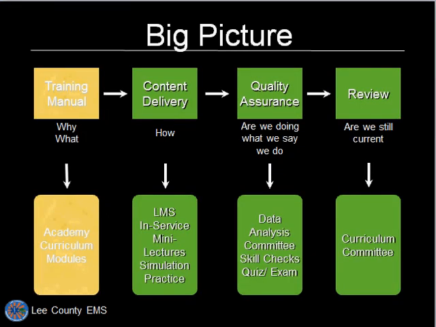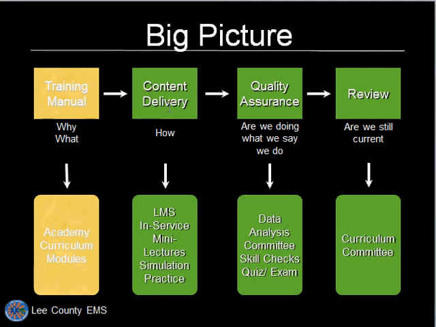So here's a flow chart of where we are and where we're going. Right now, in the yellow, is what we're looking to do in this project. We're looking to define a training manual. We're going to define the why and the what. And we're going to do that through developing the modules for the different curriculums within the different academies. And you'll see in the project organizational chart how we're going to break that down.